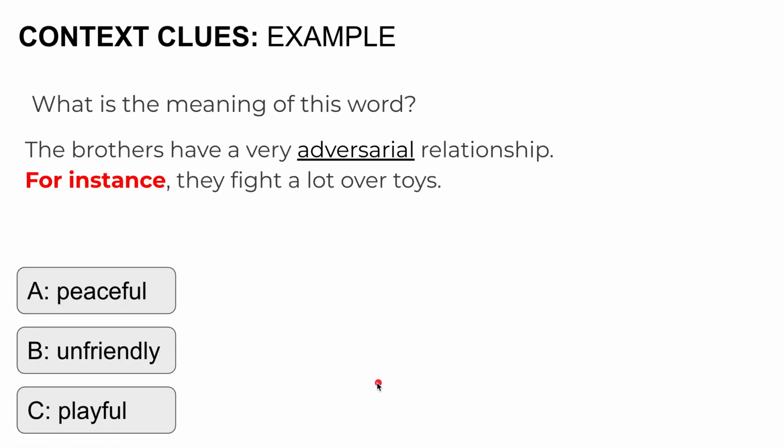Let's do an example context clue exercise. We're going to use the example provided to guess the meaning of this word. What is the meaning of this word? The brothers have a very adversarial relationship. For instance, they fight a lot over toys. So we're guessing the meaning of adversarial. Does adversarial mean peaceful, unfriendly, or playful? Take 3 seconds to guess.